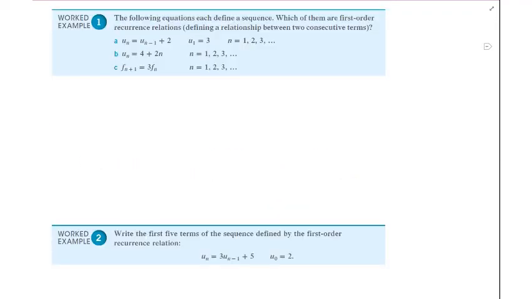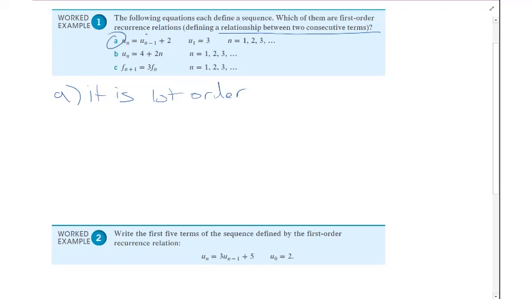Now, let's have a look at this. The following equations each define a sequence. Which of them are first order recurrence relations? So I need something that defines a relationship between two consecutive terms. And we can see in this one here, A, I'm going to write it is first order.